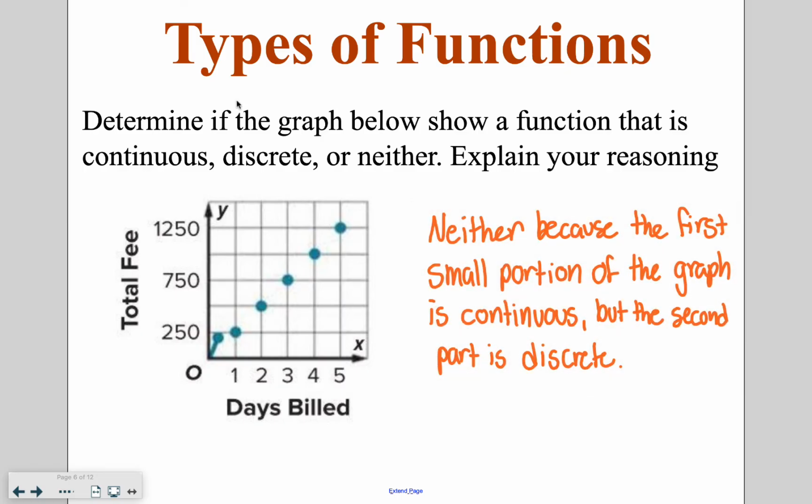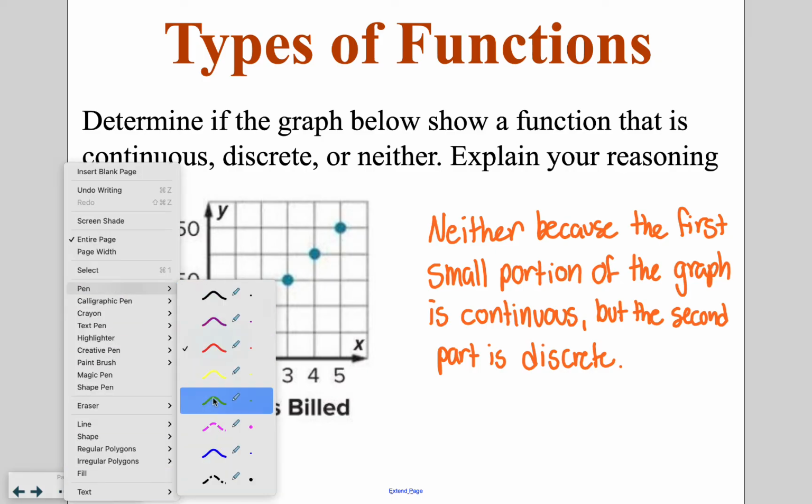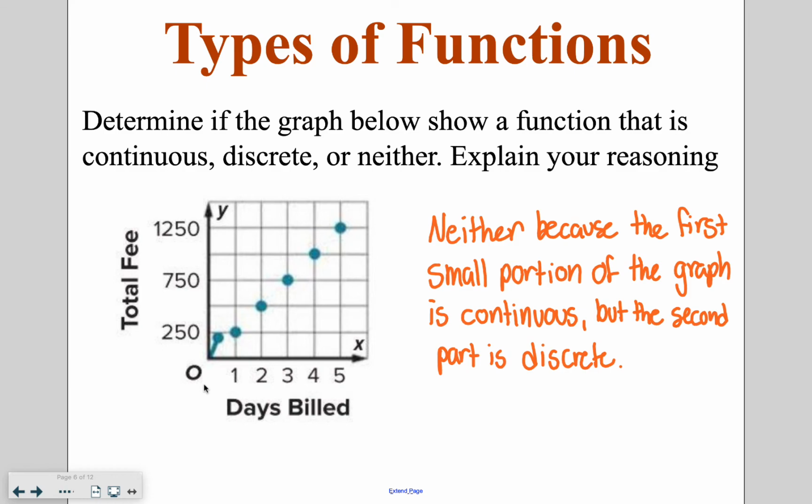So this one is neither. If you look down at the very beginning of this graph, we have a small continuous piece. There is a small part that has a continuous line, and then the rest of the values are discrete, so it is overall neither discrete or continuous.